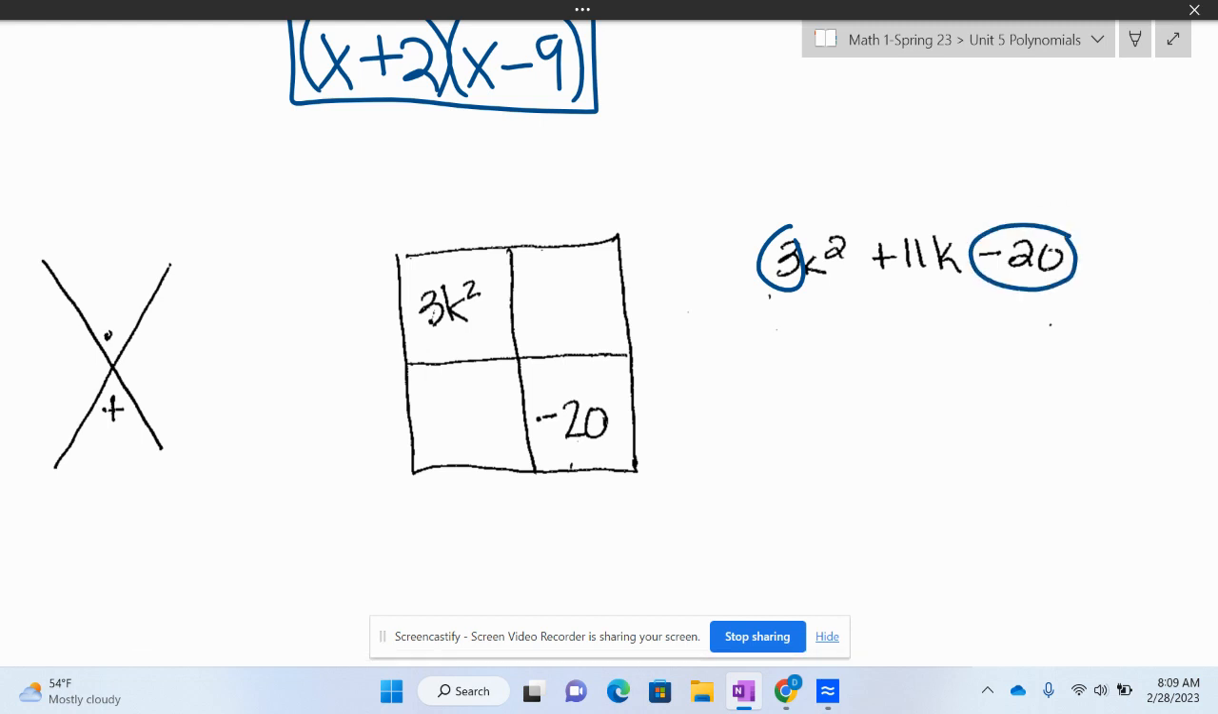A times C. So what is A times C? A negative 60. So that's going to go here. And then it has to sum up to what? Positive 11. So in your calculator, you're going to do y equals negative 60 divided by x, right? Put that into your calculator, and let's see what the factors are. What are the factors? Negative 4 and positive 15.